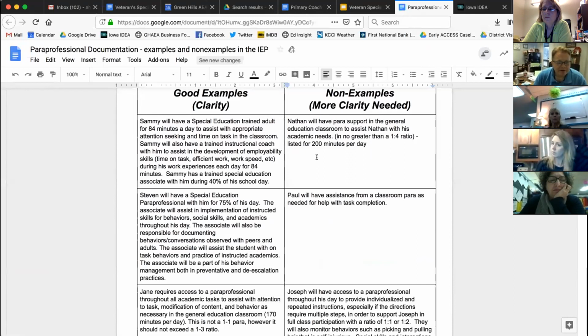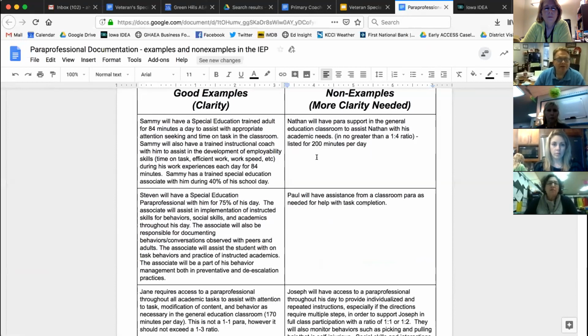Time bound, for one thing. We know that page F is going to require you to put minutes in there, but also in your narrative, just enough detail so that a person reading it would know exactly what's happening. So I'm just trying to think of the best way to tackle this as a group. Let's look at a few at least, and as you're looking at it, you may have some questions. The first one on there: Sammy will have a special education trained adult for 84 minutes a day to assist with appropriate attention seeking and time on task in the classroom.